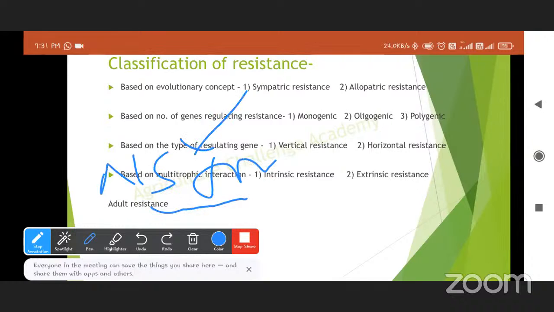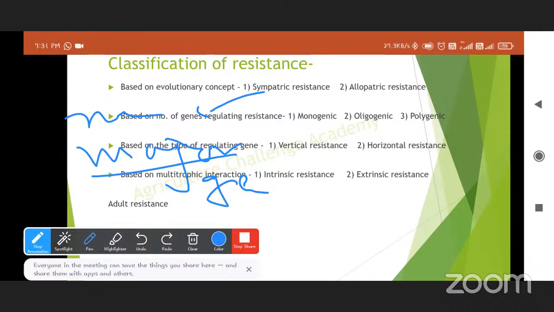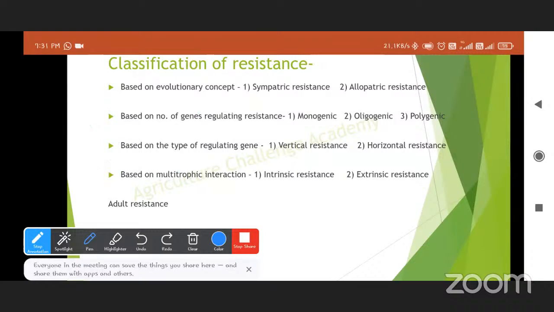Okay. And sympatric resistance is mostly governed by major genes. I will be explaining what these major genes mean later, when we come to vertical and horizontal resistance.